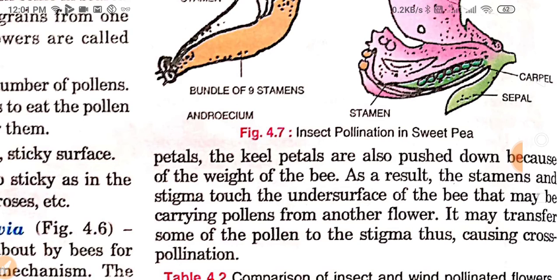As a result, the stamens and stigma touch the undersurface of the bee, which may be carrying pollen from another flower. It may transfer some of the pollen to the stigma, thus causing cross pollination. So it passes its pollen to another plant.